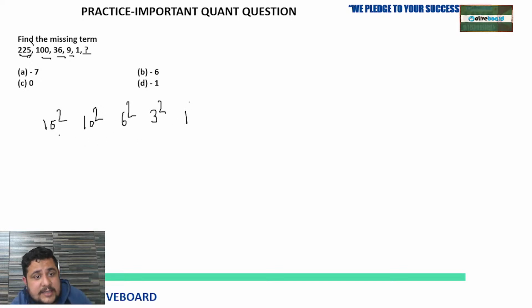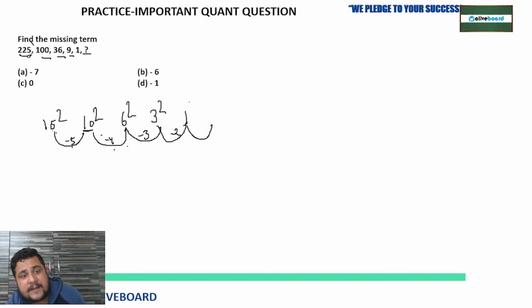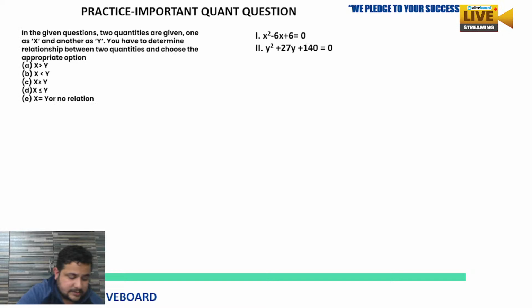Then the next term they are asking for. So 15, 10, 6, 3, 1. What can we say? Consecutive natural numbers in descending order? No. First 15 square, then 15 minus 5, then 10 comes, 10 square. Then 10 minus 4, 6, square of 6. Then 6 minus 3, square of 3. Then 3 minus 2, so square of 1. Now what will be there? Minus 5, minus 4, minus 3, minus 2, then minus 1. So 1 minus 1, you will get 0, and the square of 0 will be 0. Option C will be the correct answer. Is this clear?